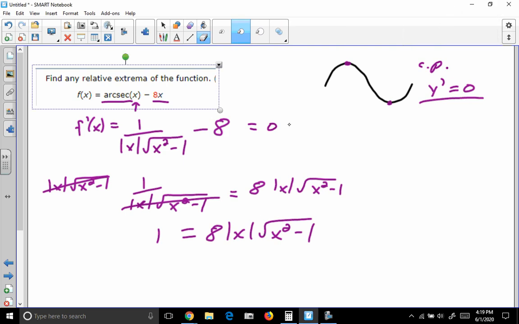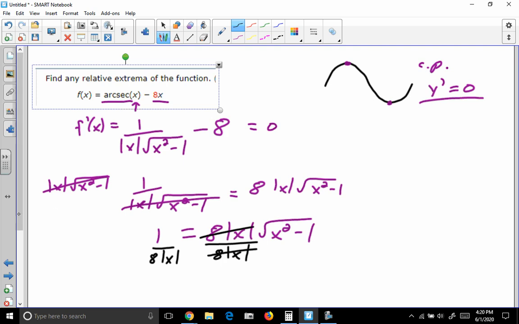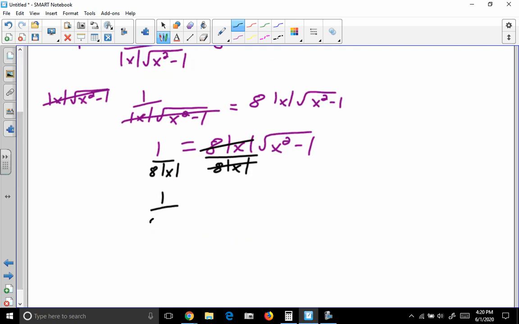So since we have a square root here, let's leave the square root here, and let's move these two terms to the other side. Because when we have equations that have square roots in them, to make the square roots go away, we isolate the square root and then square both sides. So we're left with 1 over 8 times the absolute value of x equals the square root of x squared minus 1.